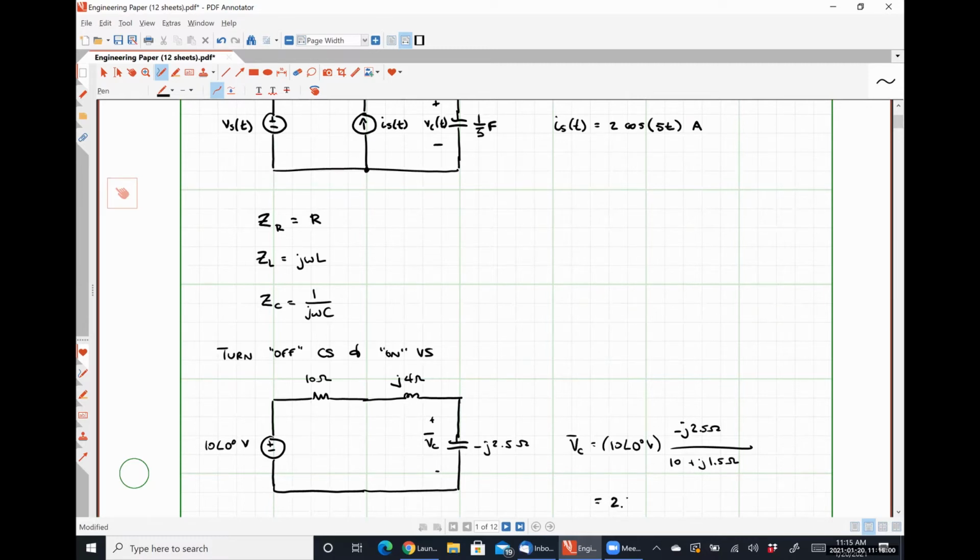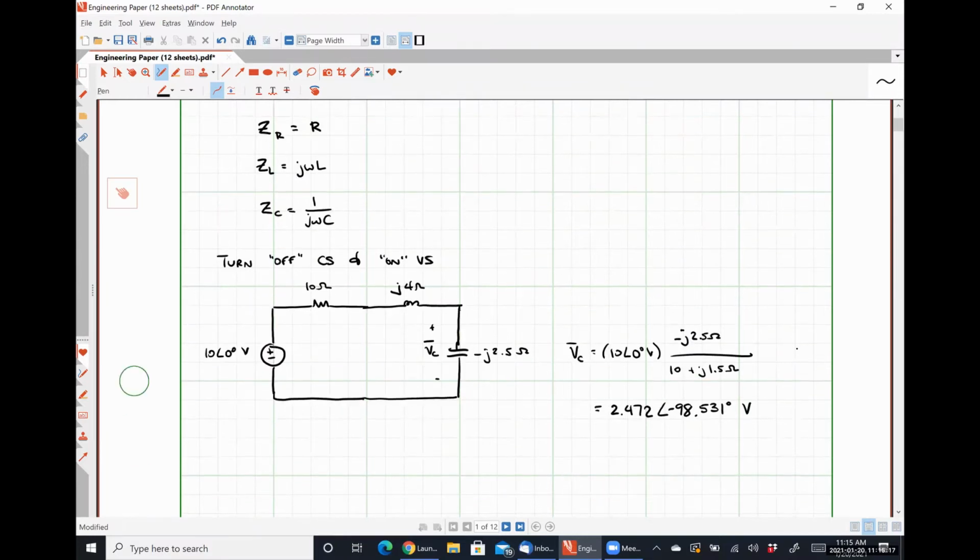.472 with an angle of negative 98.531 degrees volts. Easy enough, right?